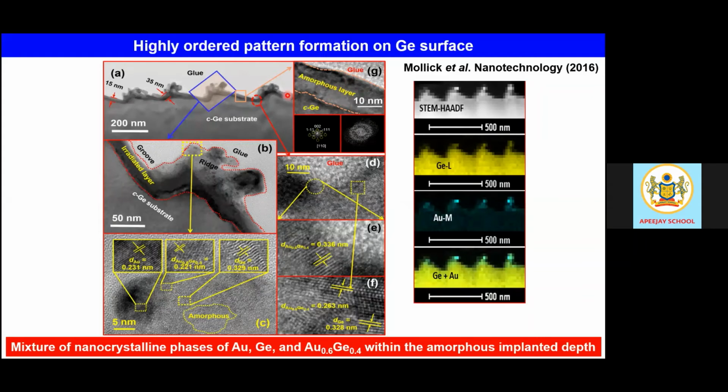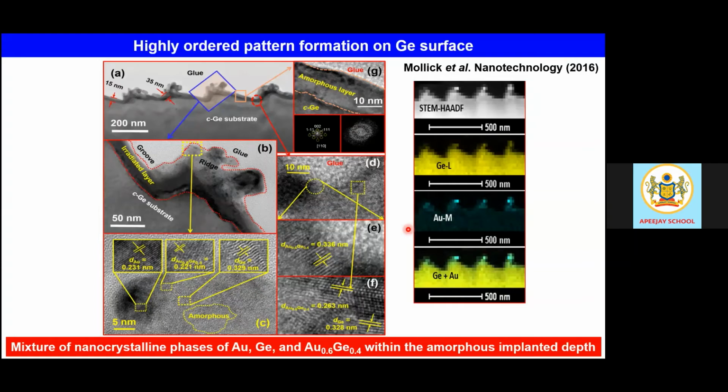Within this amorphous layer, including these flower-like objects at the top of the patterns, all these three kinds of different nanoparticles are observed to be present. So how this happens is due to the ion impact: through the ion mixing process, gold and germanium combine together and form a mixed phase of gold germanide.